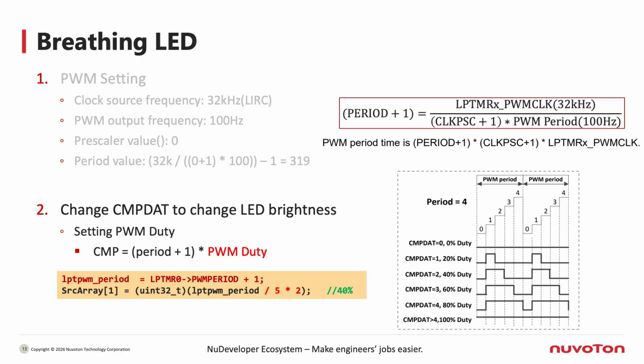Here, let's explain the relationship between the compare value and the PWM duty, as shown in the diagram on the right. The PWM output duty cycle is determined by the ratio of the compare register value to the period register value plus 1. For example, if the compare register is set to 40% of the period plus 1, the PWM output duty cycle will be 40%, meaning the LED will light up at roughly 40% brightness.